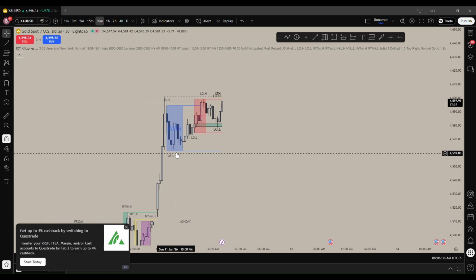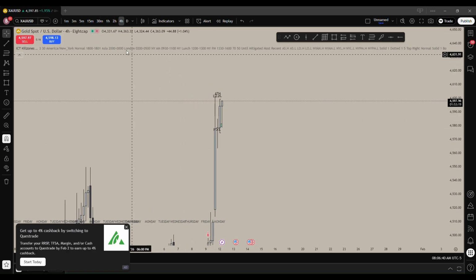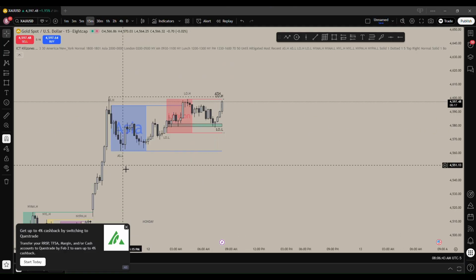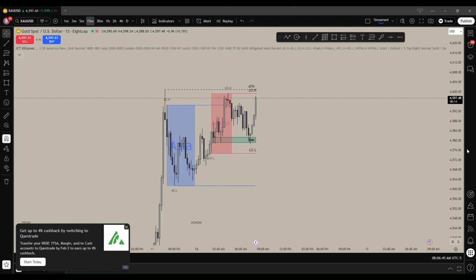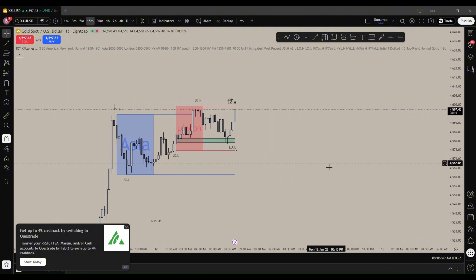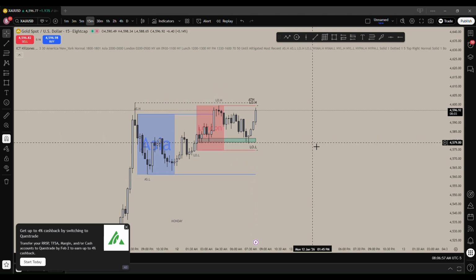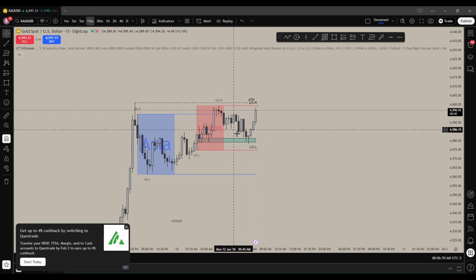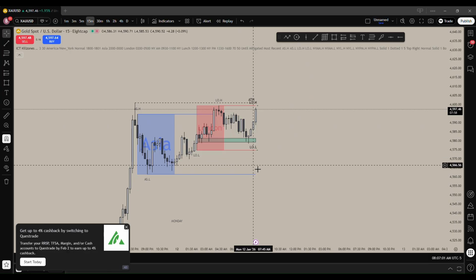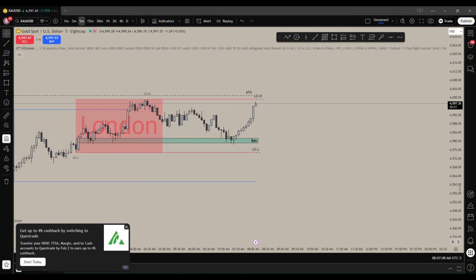What I would love to see is price come down here and tap into this unmitigated fair value gap, so low here, like these here. Then we may go higher. Right now I'm struggling to see if we do have accumulation right here. What I wanted to see is price do a manipulation lower and then distribution higher. That's what I'll have to wait to see.